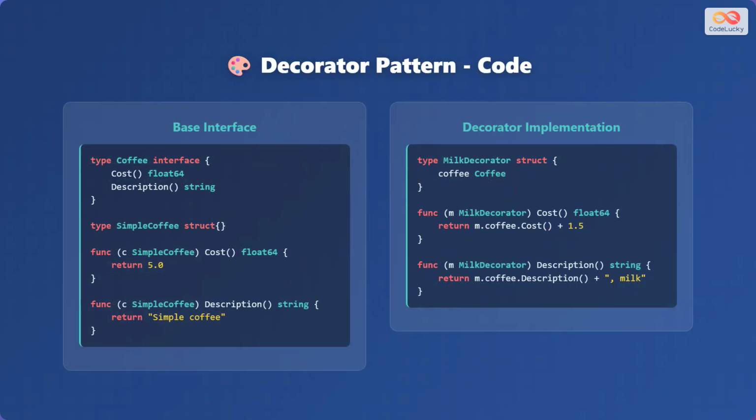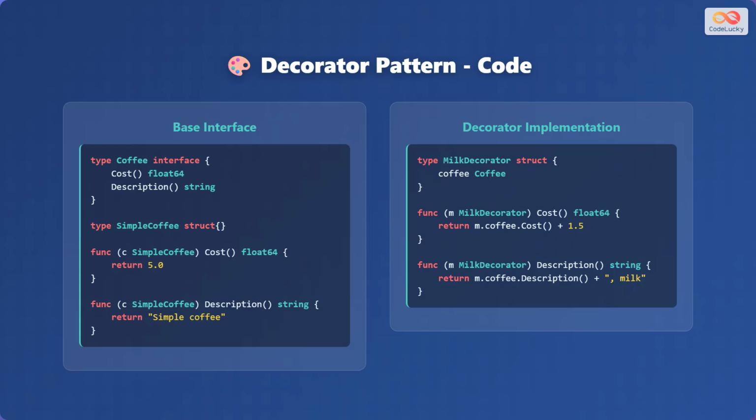Now let's look at a practical implementation of the Decorator pattern using a coffee ordering system. We start with a base coffee interface that defines two methods: cost, which returns the price as a float64, and description, which returns a string describing the coffee. The simple coffee struct implements this interface with basic functionality. It costs $5 and has the description simple coffee. This represents our core object that we want to enhance.